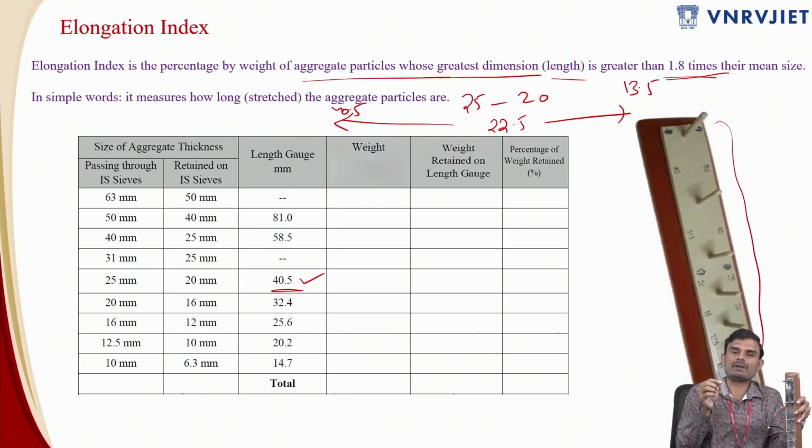So this aggregate particle, previously established as a flaky particle, has now also been established as an elongated particle. Previously it was a flaky particle. Now it has proven to be an elongated particle.